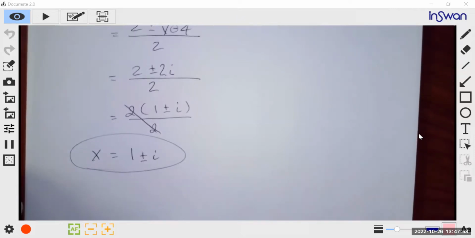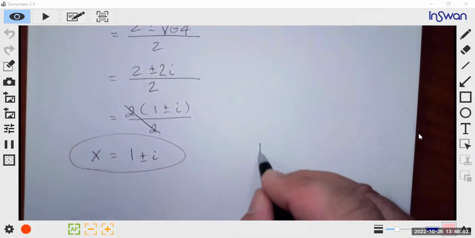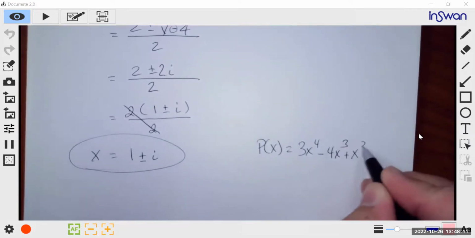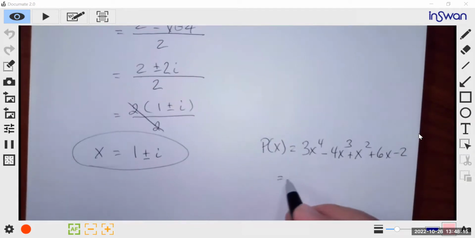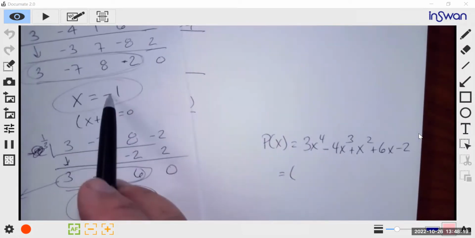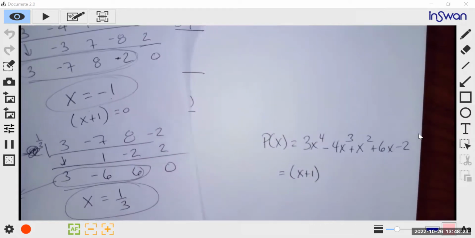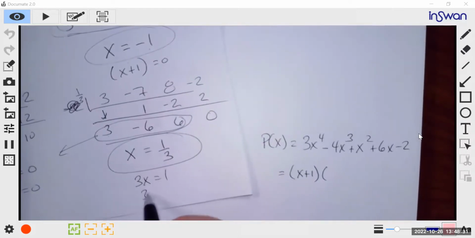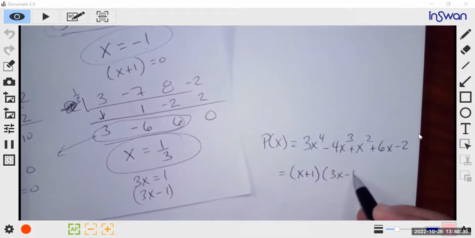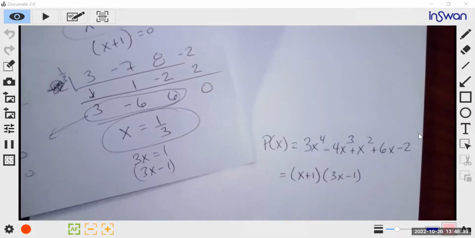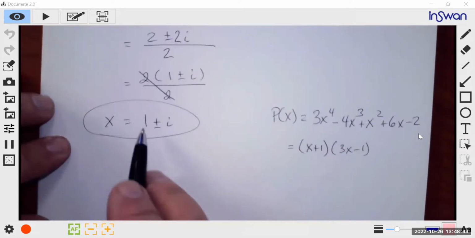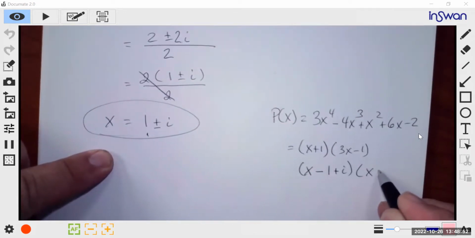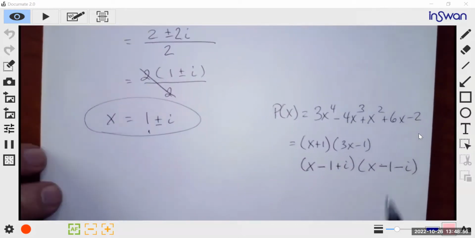So the factors of this equation are, what this is asking us is, the polynomial was 3x to the 4th minus 4x cubed plus x squared plus 6x minus 2. The factors are: x equals -1, so it becomes x plus 1. x equals 1/3, multiply by 3 and subtract 1, so it's 3x minus 1. And then these two: x minus 1 plus i, x minus 1 minus i. Those are your 4 factors.